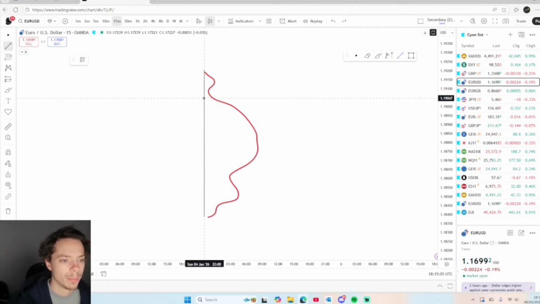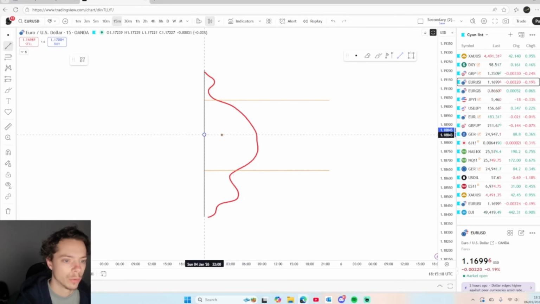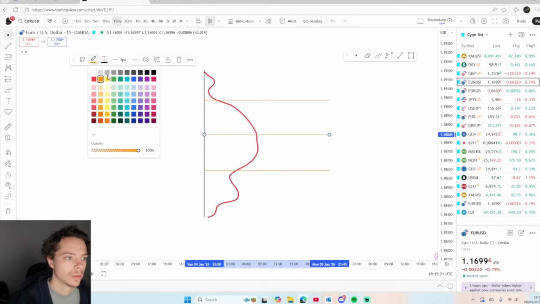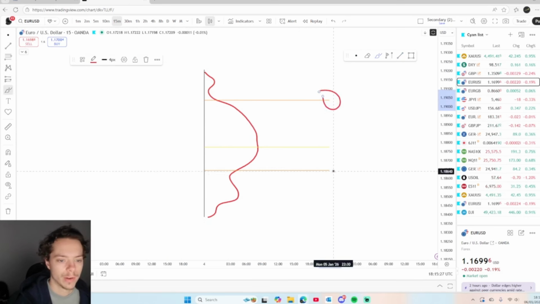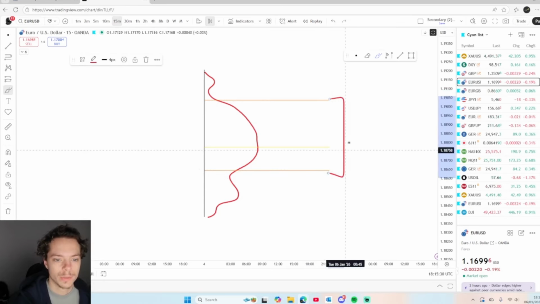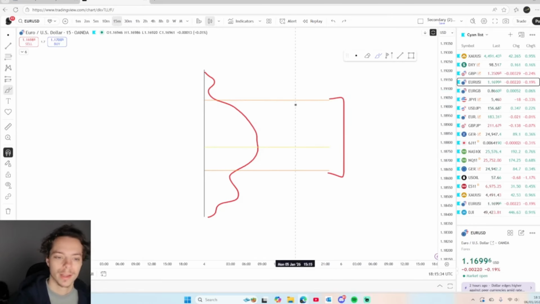So the three main points that you're going to see on your fixed range volume profile are your value area high, your value area low, and then your point of control, your POC. Start with the value area high and the value area low. Between here is where 70% of the volume was spent throughout the day, or throughout the given period when you've drawn it on.